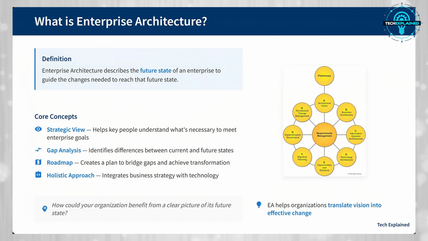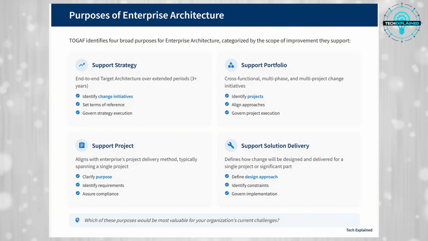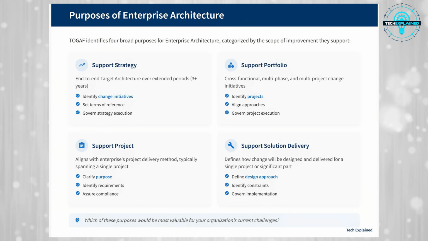Think of it as the bridge between strategy and execution. Without EA, organizations often have siloed departments working toward their own goals without a clear picture of how they fit into the bigger picture. EA helps break down those silos and create a more holistic view of the organization. Enterprise architecture isn't just one thing. It serves different purposes depending on the scope of improvement you're looking at.